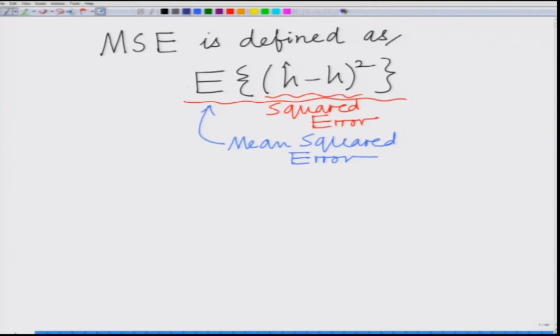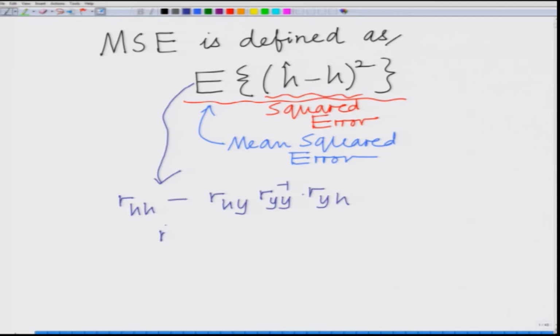And we have also derived an expression of the mean squared error of estimation for the MMSE estimate. We have shown that this is equal to R_HH minus R_HY into R_YY inverse into R_YH. Okay. So this is the general expression for the mean squared error of estimation.